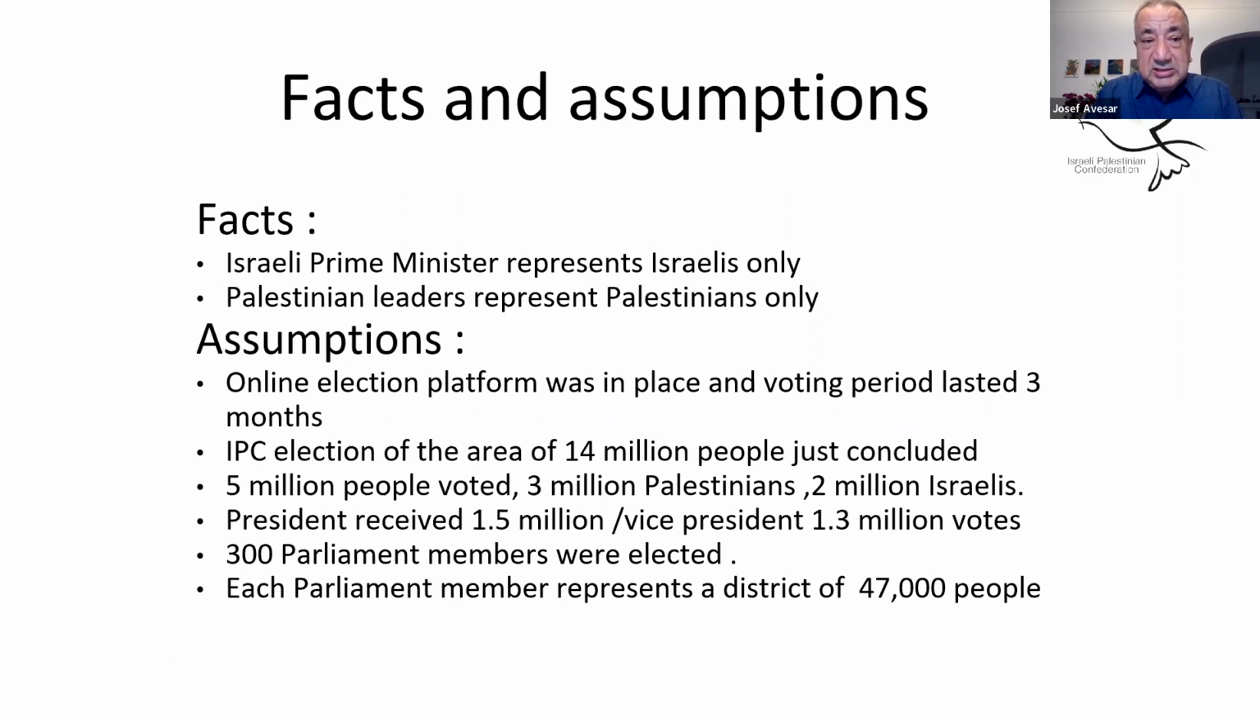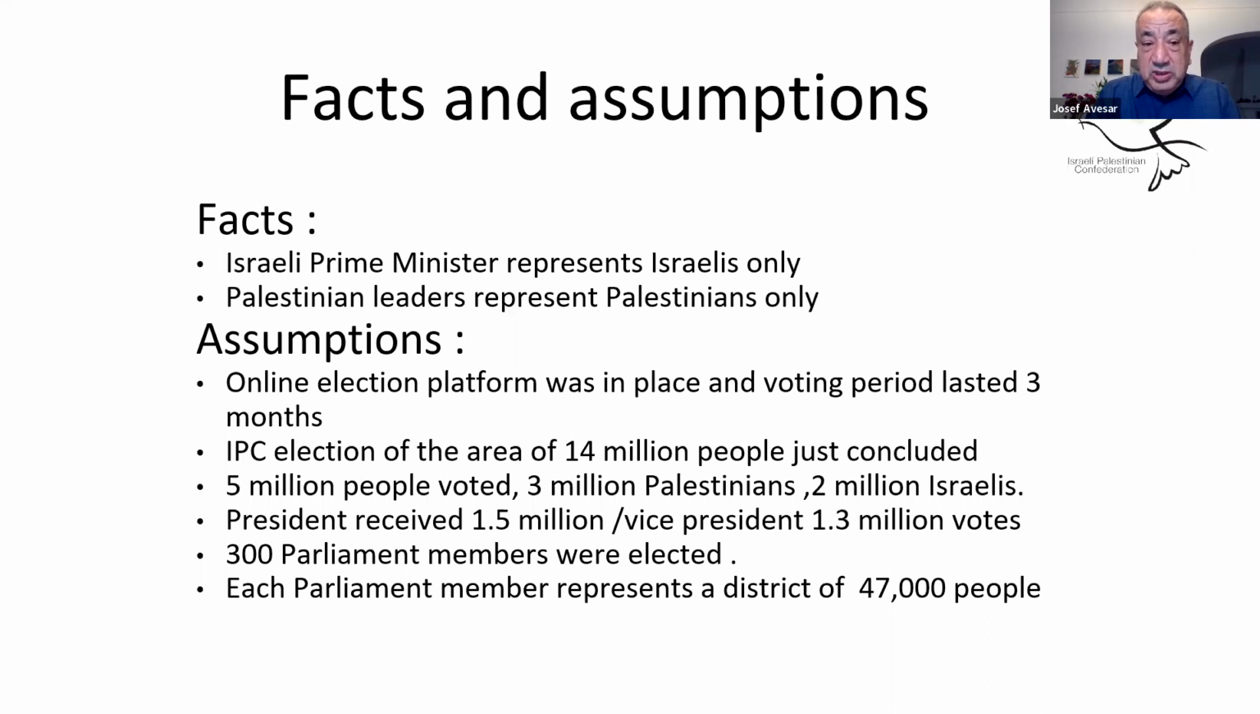In order to conduct the simulation, we ask you to accept certain facts and certain assumptions. The facts are that the Israeli prime minister represents Israelis only, and the Palestinian leader represents Palestinians only. These are facts that we are asking you to accept as facts. However, we are also asking you to accept these assumptions as facts. In other words, we know that these assumptions are not facts, but for the purpose of this simulation, we're asking you to assume that they are facts.